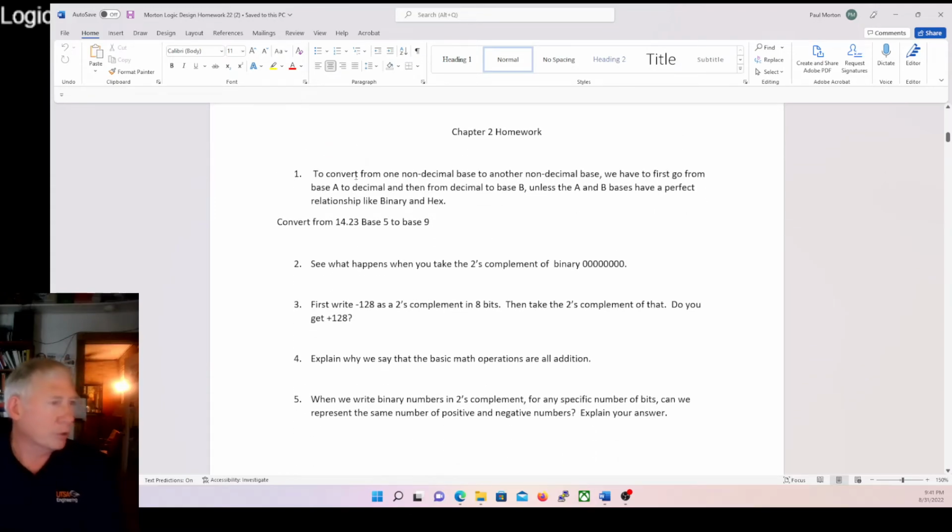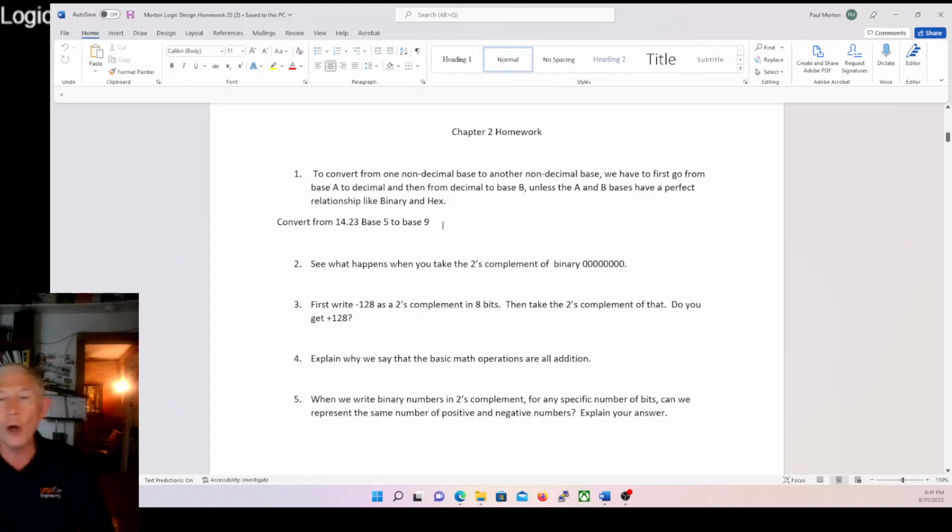So to convert from one non-decimal base to another non-decimal base, we have to first go through base A to decimal, and then from decimal to base B, unless A and B bases have a perfect relationship like binary and hex. All right. So in this case, we had 14.323 base 5 to base 9. The first thing is you have to do this by first converting to base 10, and then you take the integer portion of that and convert that integer portion to base 9, and you take the fractional portion and you convert that to base 9.